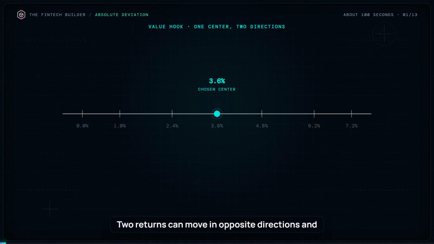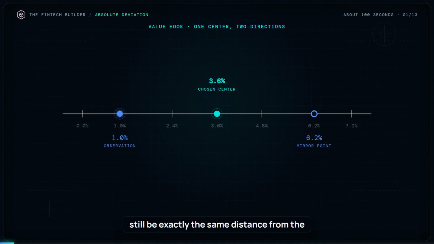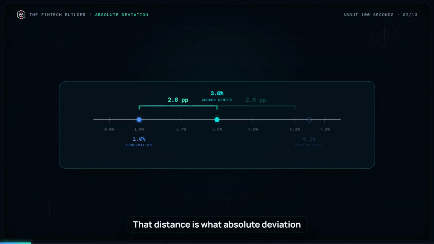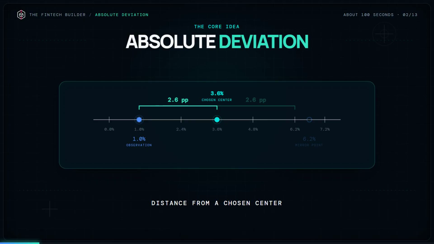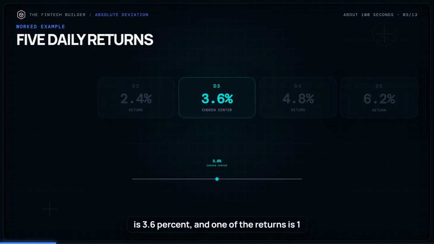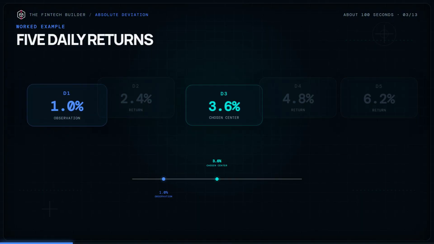Two returns can move in opposite directions and still be exactly the same distance from the center. That distance is what absolute deviation measures. Suppose the chosen center of 5 daily returns is 3.6%, and one of the returns is 1%.